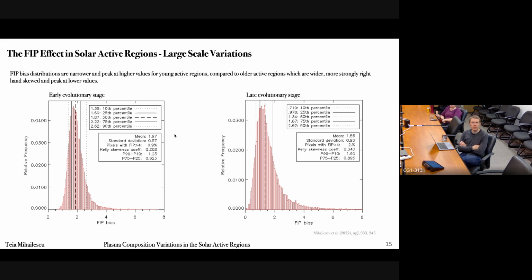So this is likely indicative of the fact that when active regions reach an advanced decay stage, first of all, they take up a larger area of the sun. So you have more processes dominating different parts of the active region, which is going to change the FIP bias in different ways. So that's why we get this larger spread of FIP bias values.